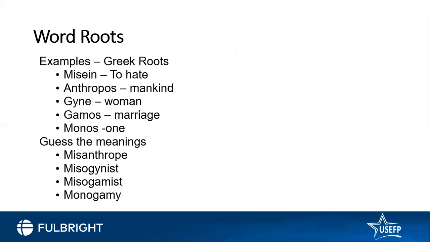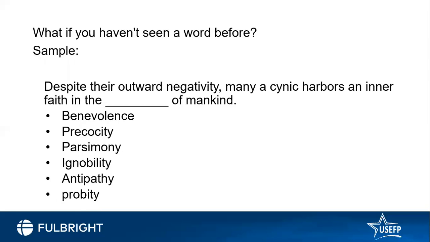Now I recommend that you use WordSmart, where they have given the Greek roots of different words, which help you locate what the word is. If you memorize these roots: misein, to hate; anthropos, mankind; gyne, woman; gamos, marriage; monos, one, it will help you find the words. A misanthrope is a person who hates mankind, a misogynist one who hates women. Use WordSmart and make flashcards; those are very important. What if you have not seen a word before? The roots would help you identify those words.